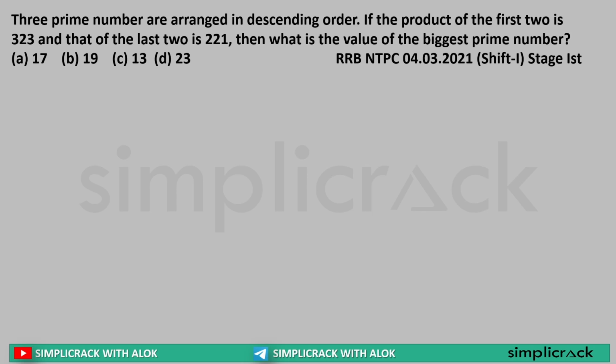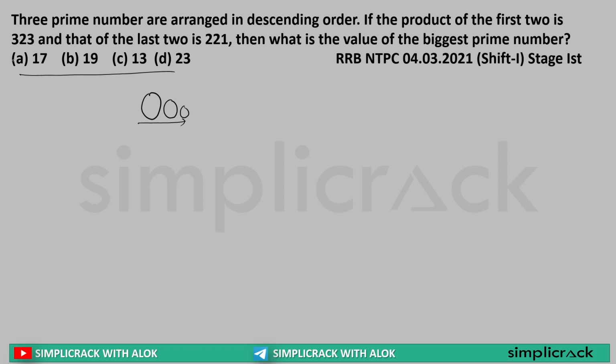Three prime numbers are arranged in descending order. Descending means this will be the largest, then the smaller one, then the smallest one, because this is descending order. If the product of the first two numbers is 323 and the last two is 221, then what is the value of the biggest prime number? Now understand this. Here all are prime numbers given. Yes or no? Yes.